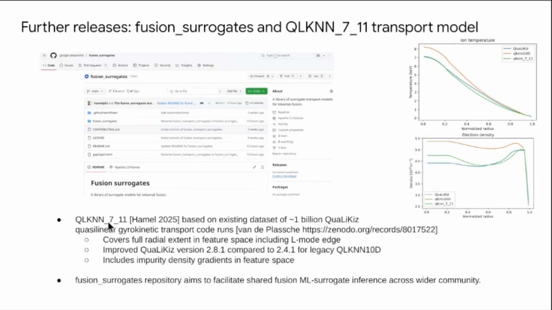QuaLiKiz 7-11 is a combination of a 7D and 11D dataset. The 7D dataset includes the L-mode edge space. The 11th dimension, compared to the legacy QuaLiKiz 10D, is impurity density gradients, so it has a bit more predictive power and covers a wide parameter space. It's a very big hyperrectangle, so it's valid for multiple machines, and it also uses better collision operators compared to the legacy neural networks. You can see here that the new one, in green, compares better to ground truth QuaLiKiz for these cases. I'm not going to go into QuaLiKiz validation against experiments; there's a lot of literature on this.